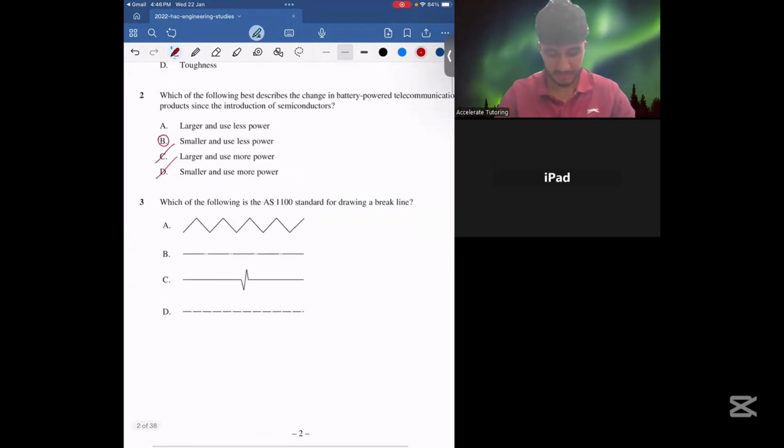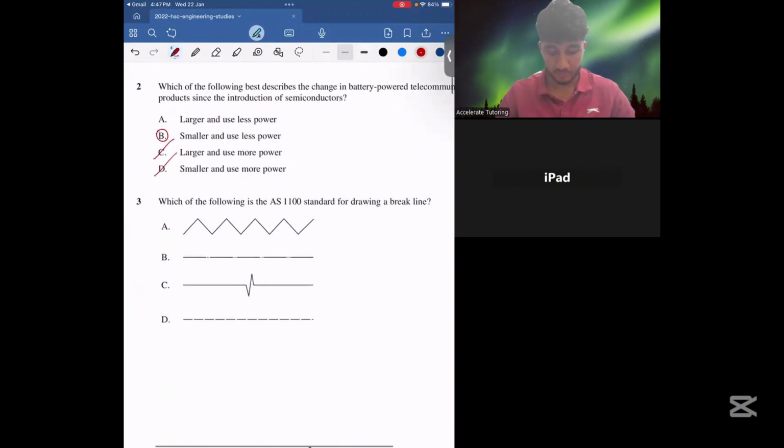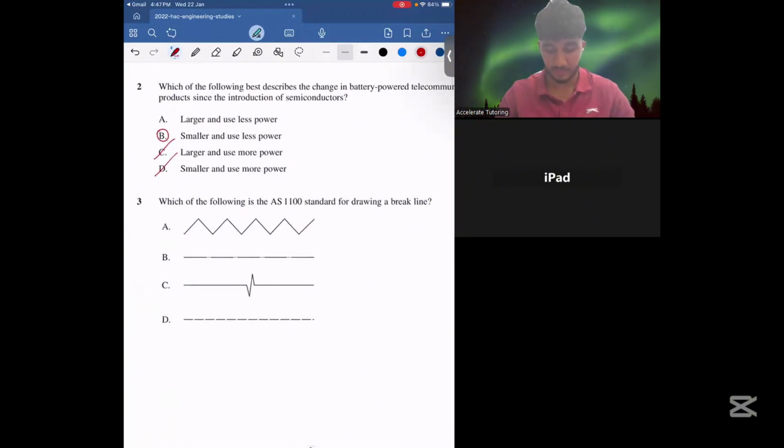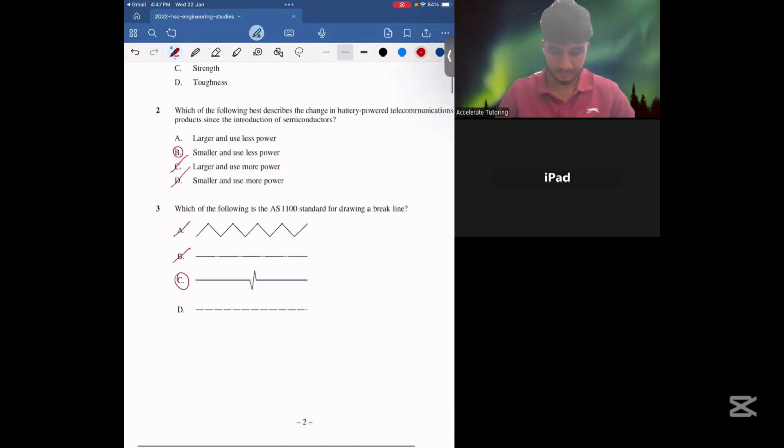Now, question 3 is a pretty standard drawing question, which refers to AS 1100 standards. It says, which of the following is the AS 1100 standard for drawing a break line? Option A is not the answer. Option B would also not be the answer. Our answer in this case would be option C.